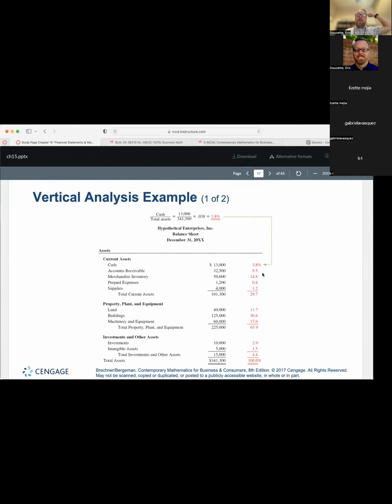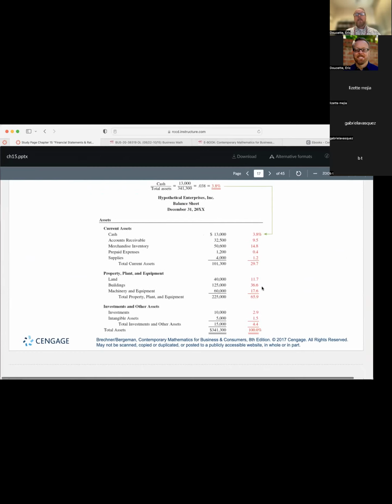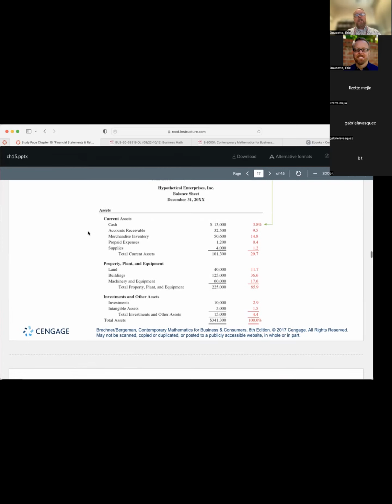how it works. Basically, it's a little bit different for the income statement than it is for the balance sheet. But on the balance sheet, you're going to deal with all of your totals. So for instance, this is the top half of the balance sheet. You have the assets here, and then you have total assets. So you're going to figure out what is the percentage of each of these assets to your total assets.